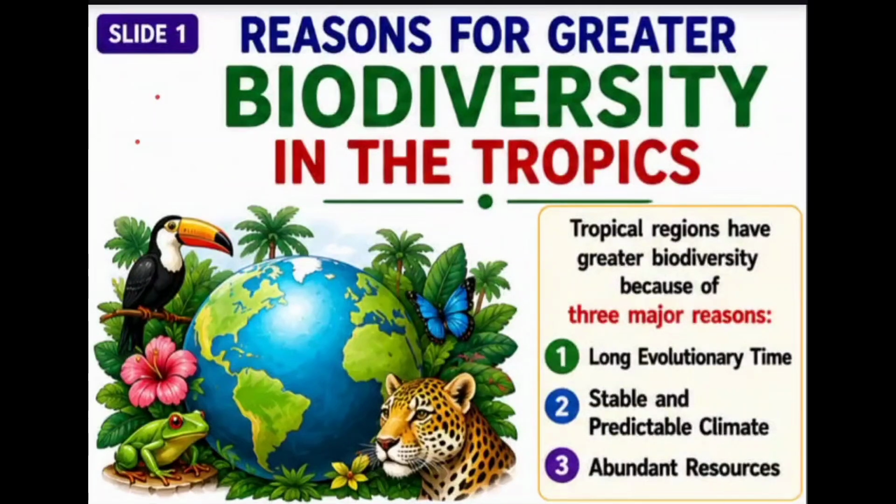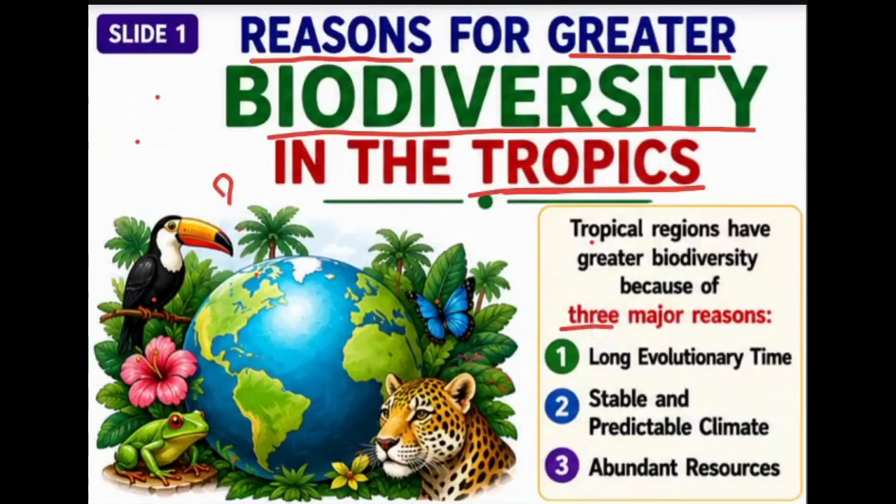In today's class, we are going to discuss a very interesting topic, that is reasons for greater biodiversity in the tropics. So if you compare a tropical rainforest with a cold temperate region, you will notice something fascinating. Tropical regions contain an enormous variety of plants, animals, insects, birds and microorganisms. But why does this happen? Scientists have identified three major reasons behind the greater biodiversity found in tropical regions. And in this video, we will discuss long evolutionary time, stable and predictable climate, and abundant resources.